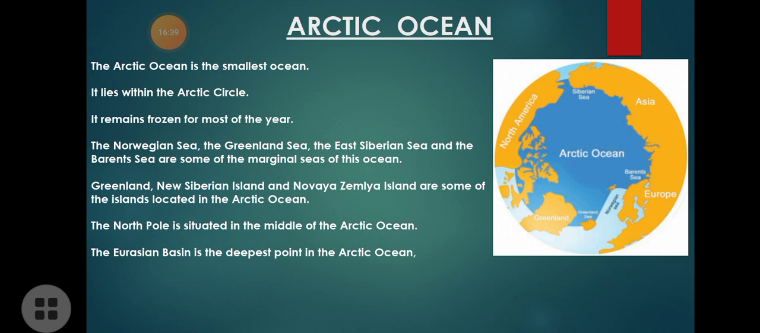Okay, children, so that completes our lesson 2 of geography. In this lesson, we studied about the three important orders of landforms. First order are continents and oceans. Second order, mountains, plateaus and plains. Third order, valleys, beaches and sand dunes. Then we studied about the five important oceans of our earth: the Pacific Ocean, Atlantic Ocean, Indian Ocean, Southern Ocean, and Arctic Ocean.